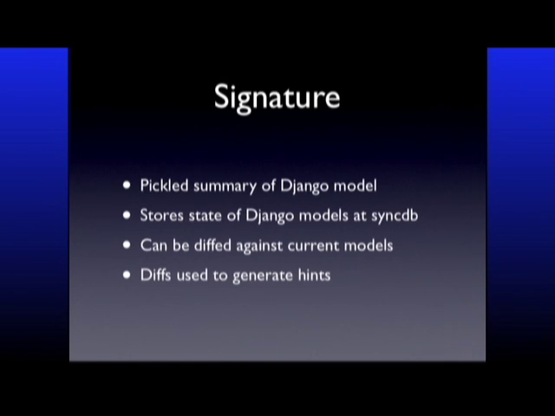That signature is essentially turned into a great big dictionary, and it gives you the state of the Django model at the time at which you initially run syncdb. When you first run your syncdb, it generates a signature for your entire project. Every time you add a new model, you can generate the signature for the piece you've just added. Once you've got that signature, you can diff one signature against another. So here is a signature that doesn't have a particular field, here's one that does, and you can generate the diff. And the diff can then be used to generate a hint.